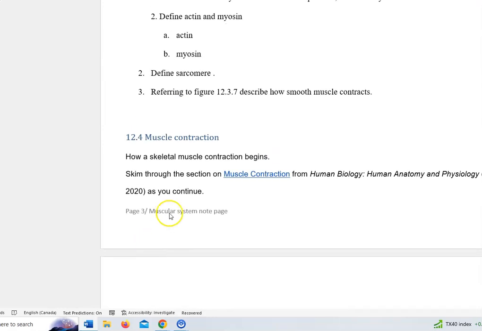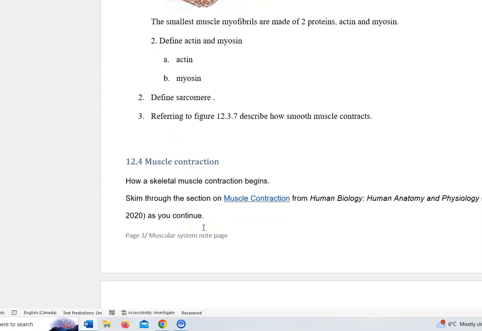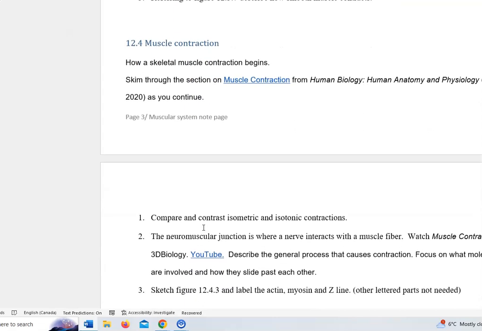So we are looking at the muscle contraction. Up here we have our actin, which is our thin filament, and our myosin, which is the thick one with the head. Then you have how the muscle contracts: the myosin head will grab onto the actin binding site and basically pull. Okay? And that describes it.